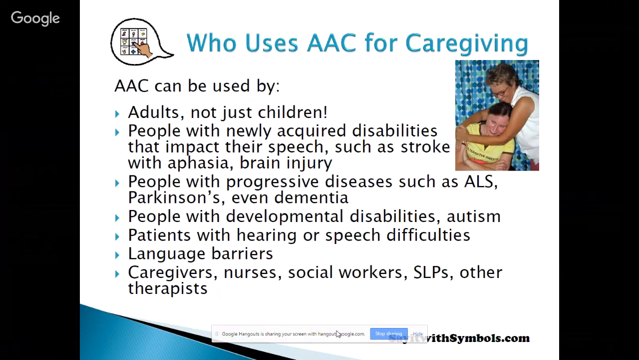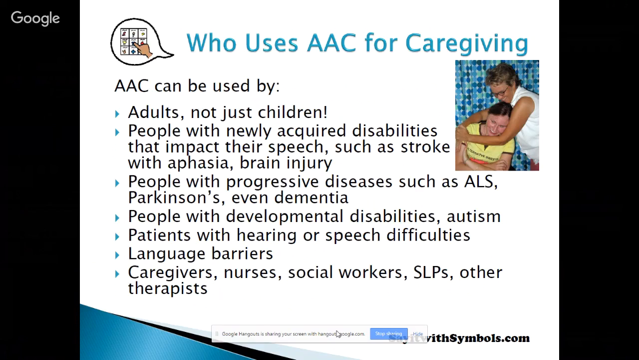Children's Hospital here in Boston does a fabulous job with creating AAC tools for their patients. But it's been my experience that most of them are adults. They're adults, individuals with newly acquired disabilities that impact their speech, specifically stroke, aphasia, and brain injury. These kinds of aids can be used by people with progressive diseases such as ALS, Parkinson's, and perhaps even some of the beginning stages of dementia.